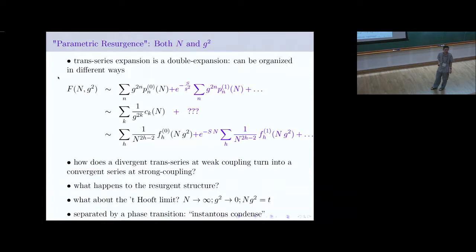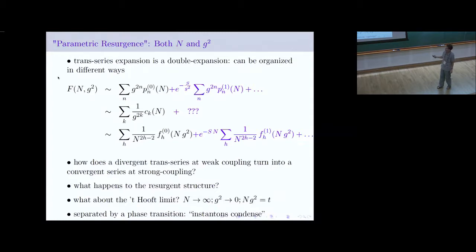But there's another type of expansion you can make. You can make a large N expansion. Instead of expanding in the coupling, you could expand in inverse powers of n. And now for the coefficients, you have a choice. You can write the coefficients as functions of g, or you can write them as functions of the 't Hooft coupling. They're different types of expansions, but that's generically the large N expansion.